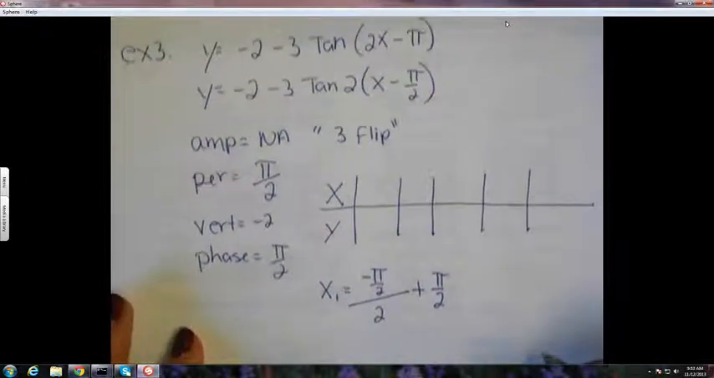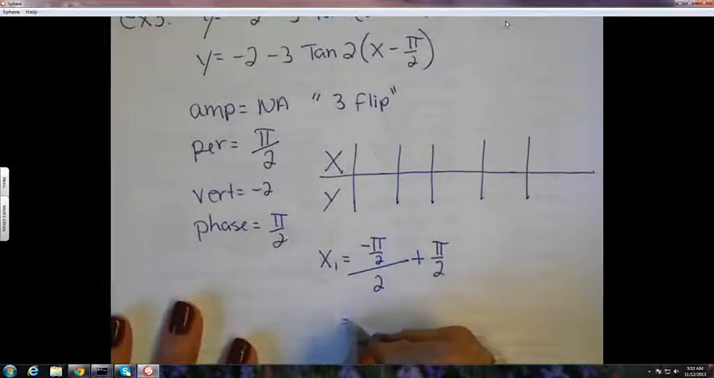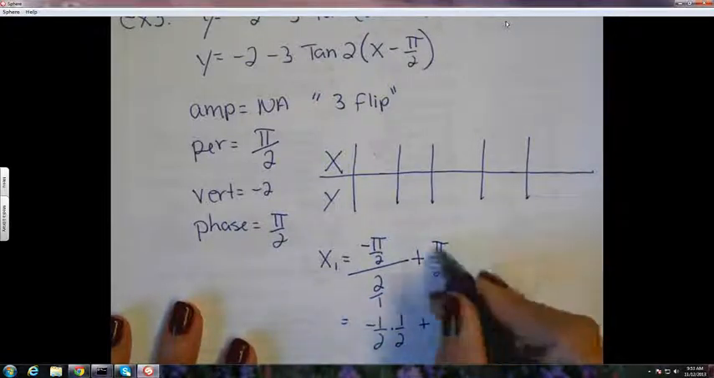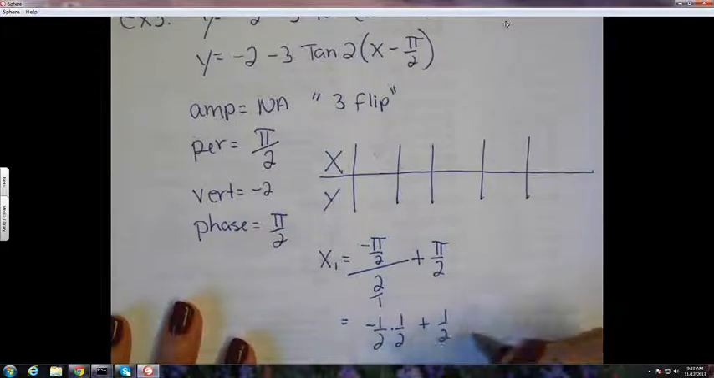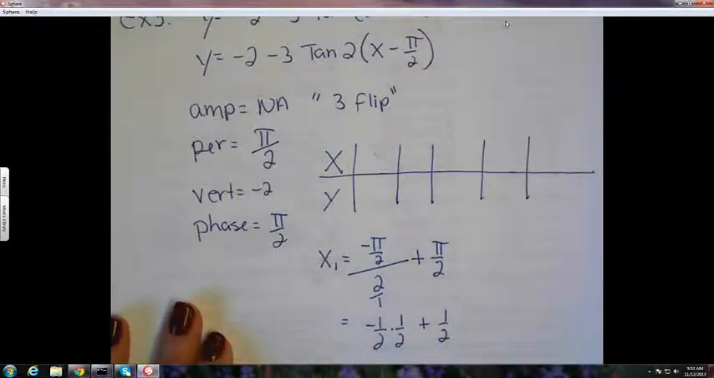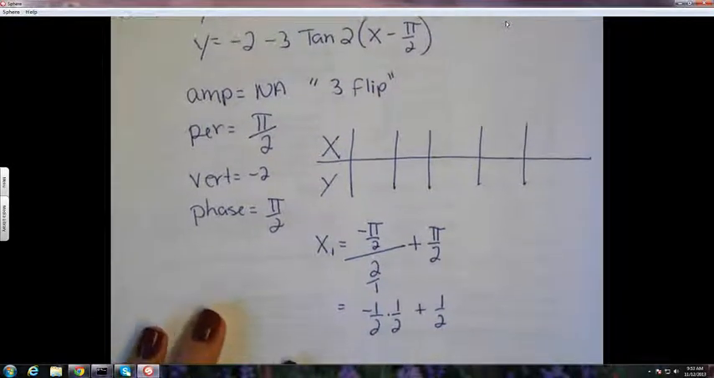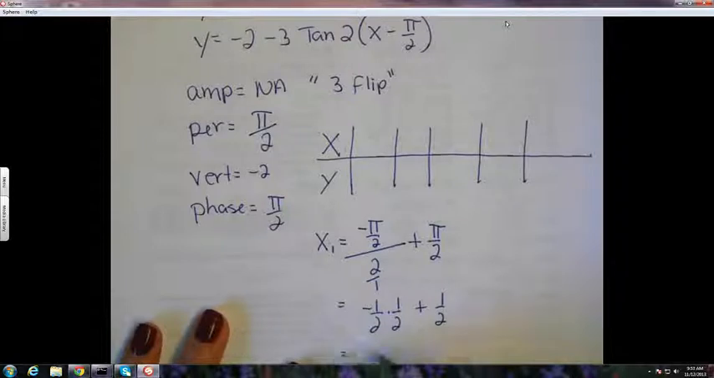Okay, now I just got to do the work. So think of it as -1/2 multiplied by this reciprocal, and then add on the 1/2. See how I just throw the pi's away and I'll stick them back on later. Well, it'll give us a -1/4 plus 1/2, which gives us a 1/4. So we're starting at pi over 4.